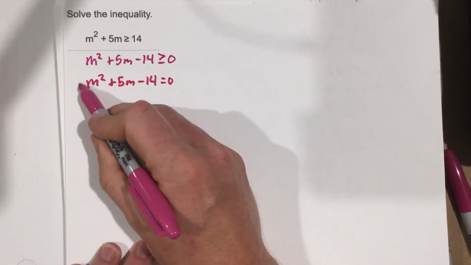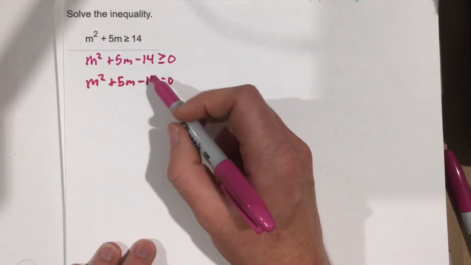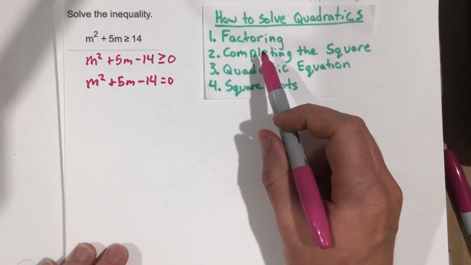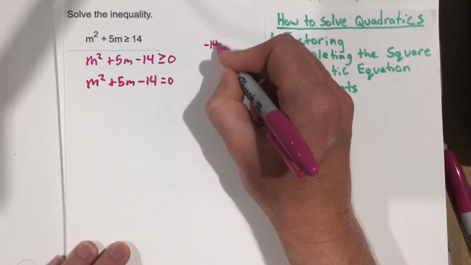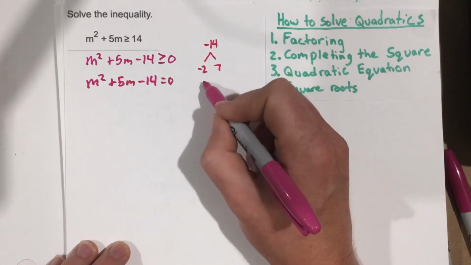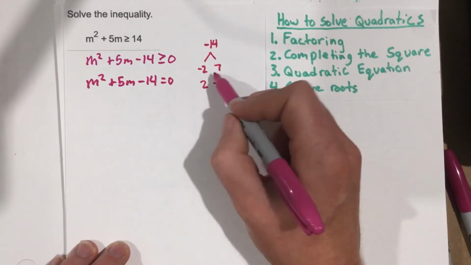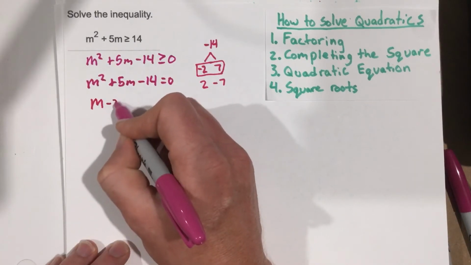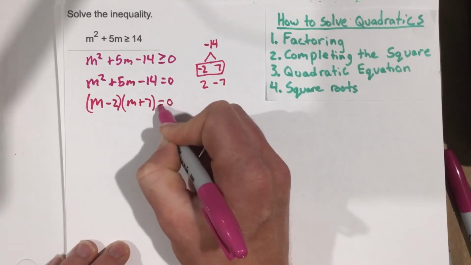Now because I have a leading coefficient that is 1, I'm going to try and factor this. Remember, we have our 4 possibilities. I'm going to try to factor it to save us some time here. Now, what are the factors for negative 14? Well, I can either have negative 2 and 7, or I could have 2 and negative 7. Which one of these adds to 5? Negative 2 and 7 adds to 5. So I can factor this to m minus 2 and m plus 7 equals 0.